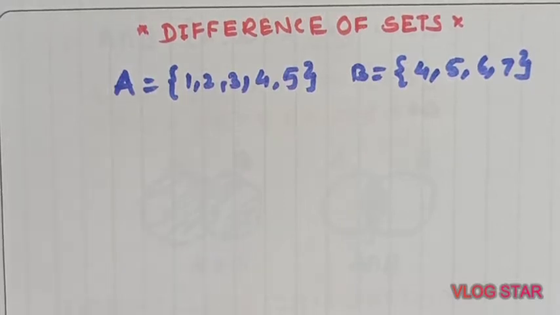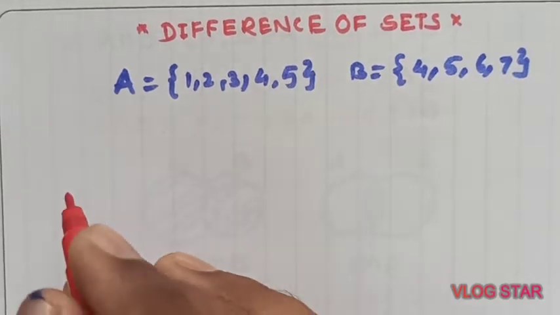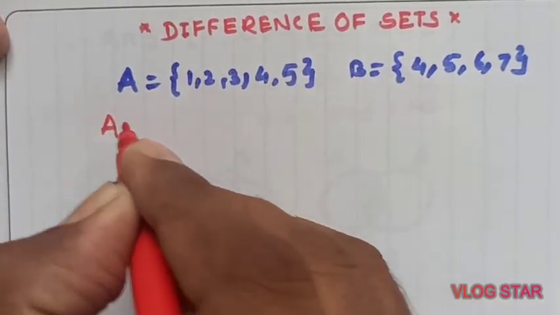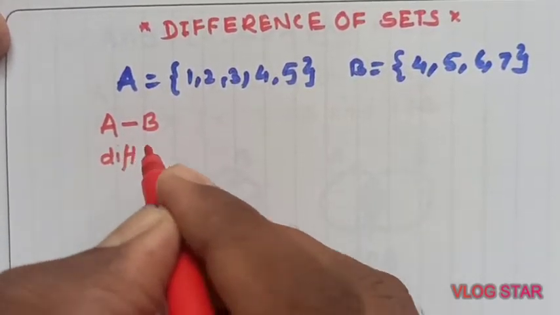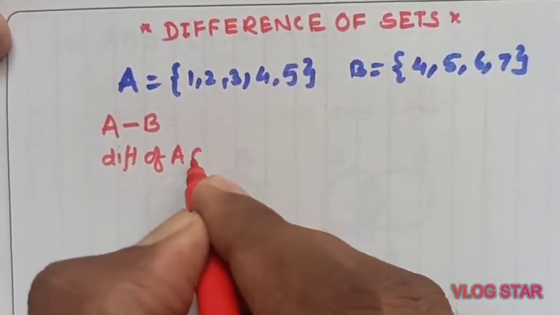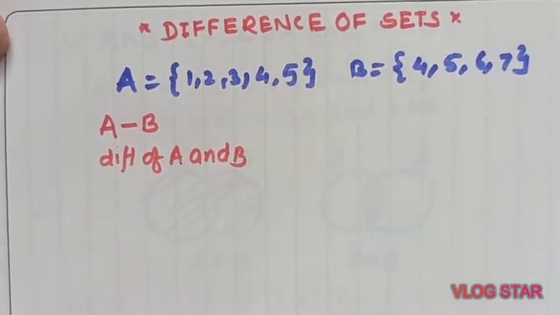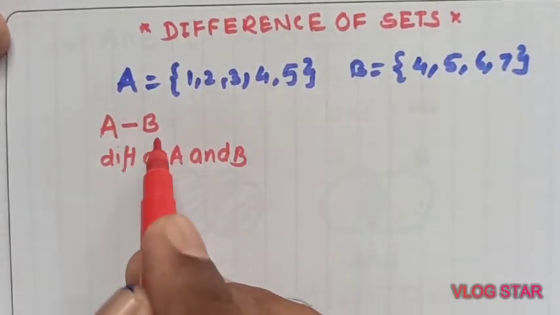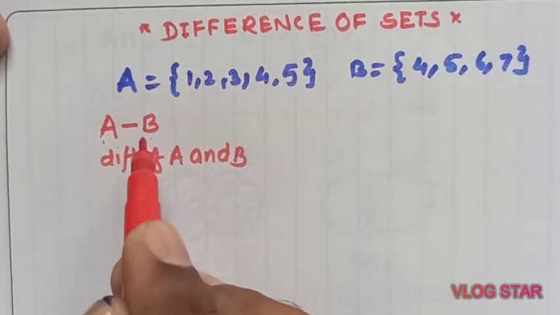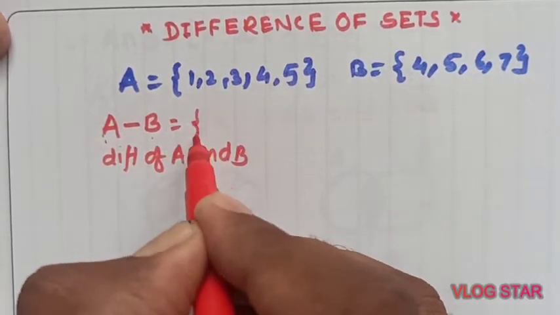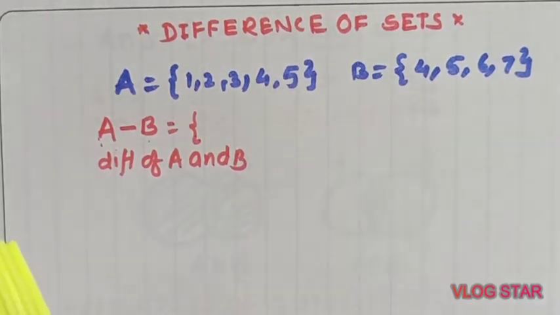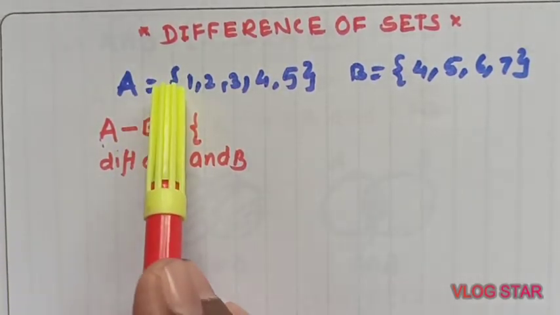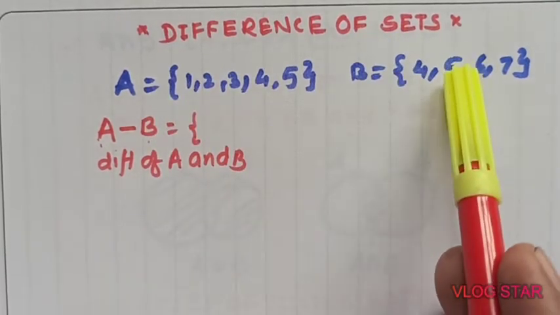Difference does not mean subtraction, but the symbol and notation we are going to use for the difference is the same as subtraction. So read it as difference of A and B. Don't read it as A minus B. It is the difference of sets A and B. So what type of members will we collect in this set? The definition says: the set of all members in A but not members in B.